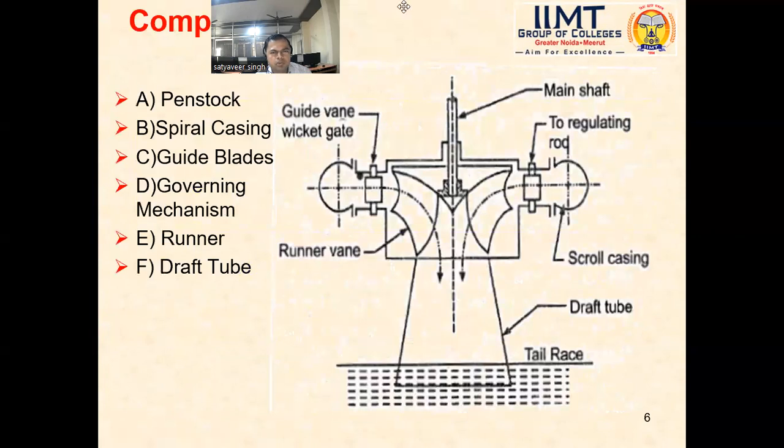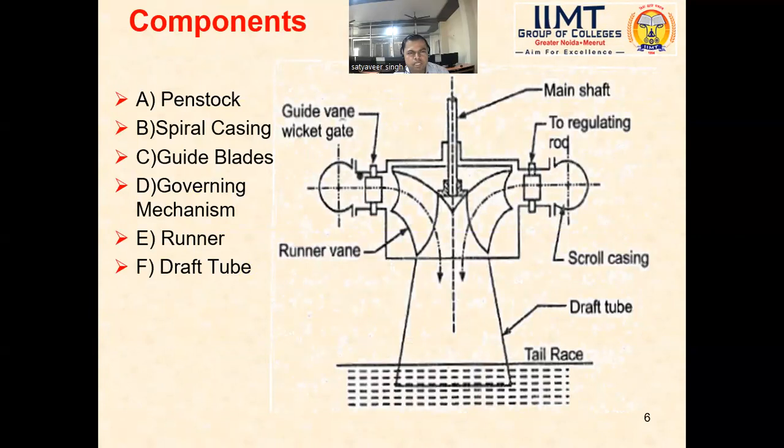Now, if we talk about the component parts of this type of turbine, this is the basic view, and a number of parts are there: penstock pipe, spiral casing, guide vanes, governor mechanism, runner, and draft tube. This is the exact figure, and this is the main shaft, this is the regulating rod, this is the guide vane mechanism, these are the runner blades, then this is the draft tube, and last is the tail race, and this is the scroll casing. This is the exact picture of the reaction turbine.